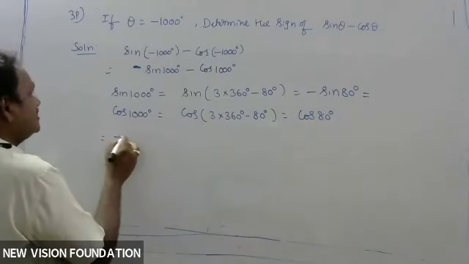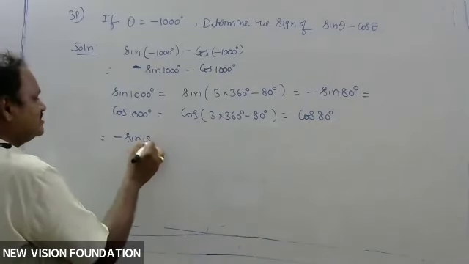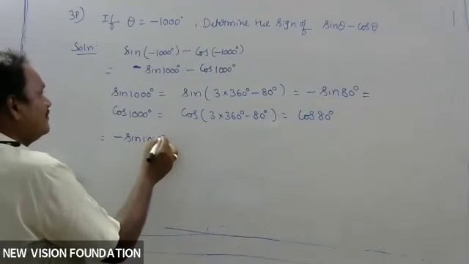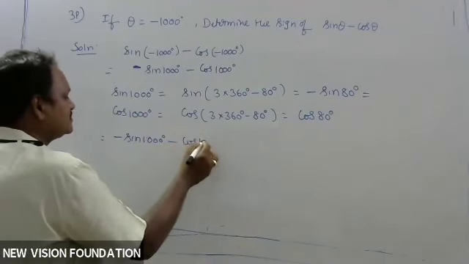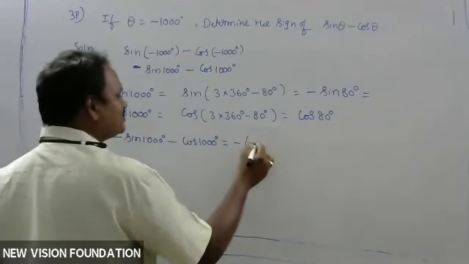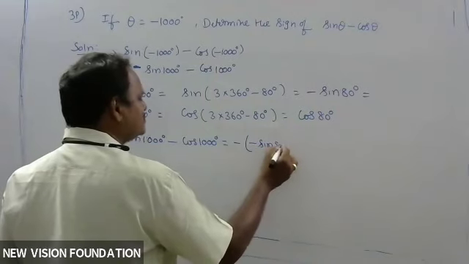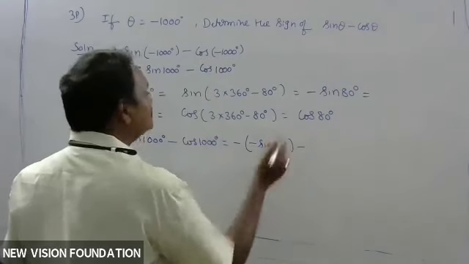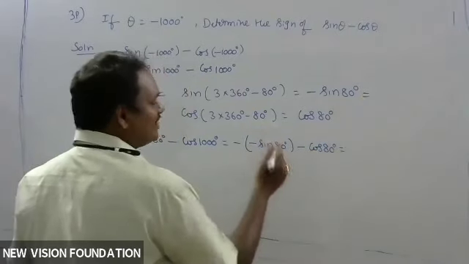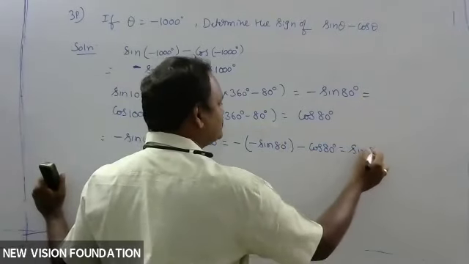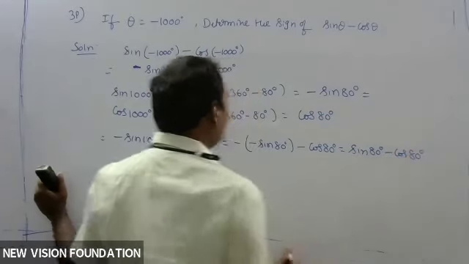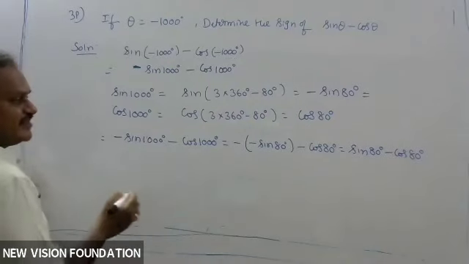We have minus sine 1000 degrees minus cos 1000 degrees. Minus sine 1000 degrees becomes minus of minus sine 80 degrees, and minus cos 1000 degrees becomes minus cos 80 degrees. Now minus of minus becomes plus, so we get sine 80 degrees minus cos 80 degrees. Now this problem reduces to sine 80 degrees minus cos 80 degrees.